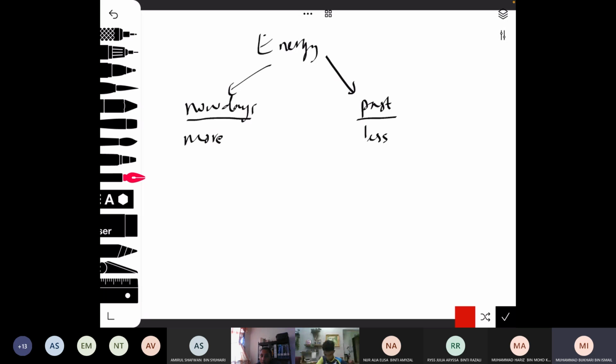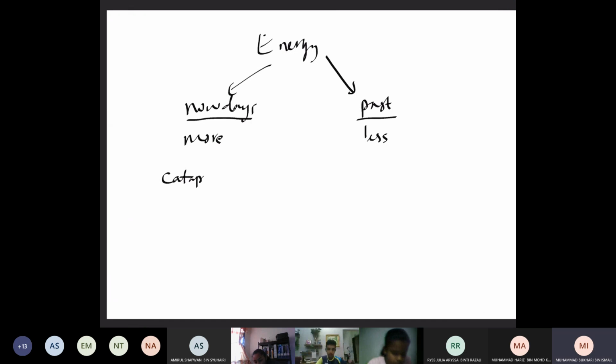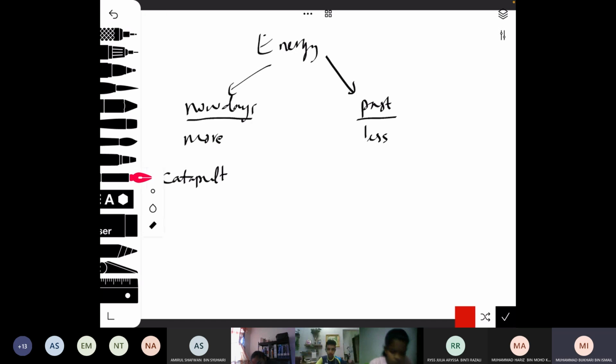we have cars and so on. So this is very clear to us that energy is used more nowadays. So that's why you need to learn about energy. Let us try to discuss a few examples of energy. Now you tell me, catapult. Can you tell me the energy transfer in a catapult?